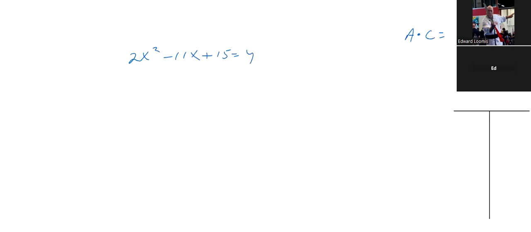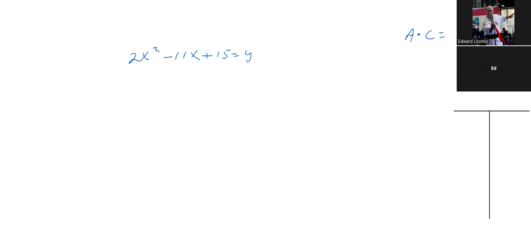Okay, so here's your problem. 2x squared minus 11x plus 15 equals y. I want you to factor this down to the sets of parentheses at the very end. Take a few minutes, go ahead and pause the recording, work on this, and when you're done, come on back and we'll take a look at it.